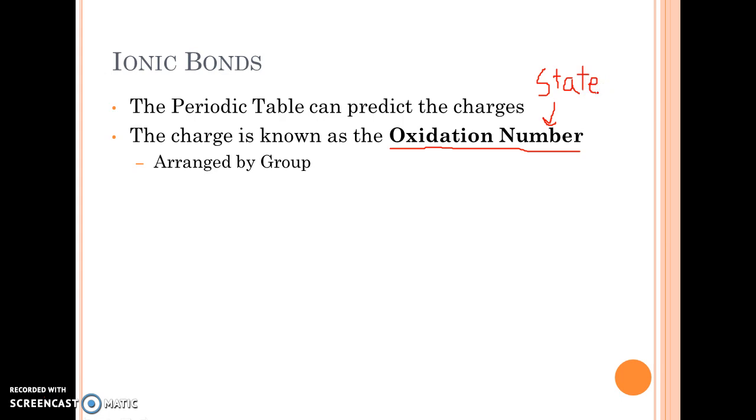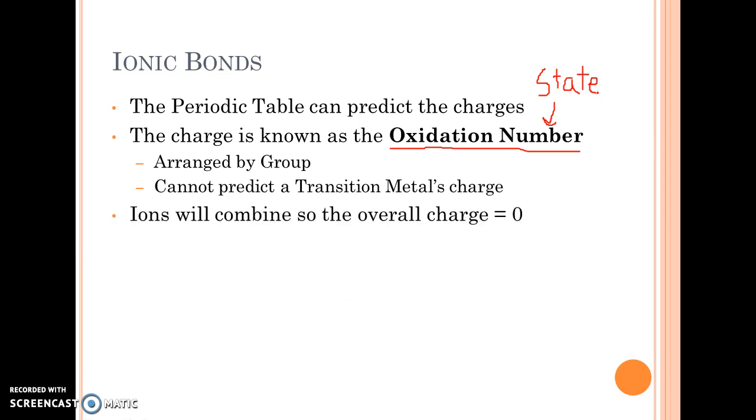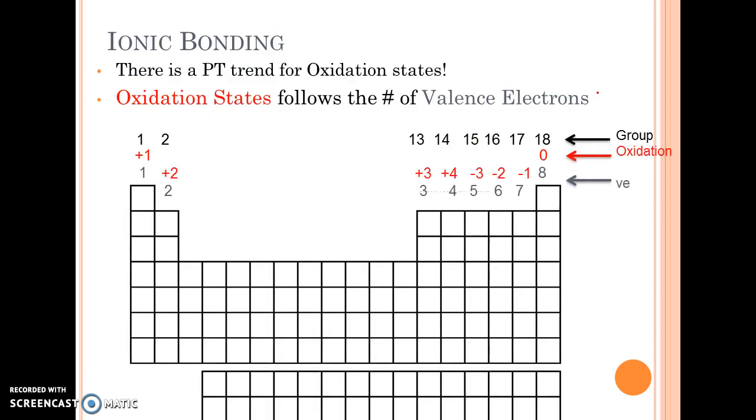They are arranged by group, and remember we're only talking about S block and P block elements, meaning groups 1 and 2, 13, 14, 15, 16, 17, and 18. We are skipping the transition metal charges for right now, and we will refer to them later. Your ions are going to combine so the overall charge for the compound is 0, and I will show you what I mean soon.